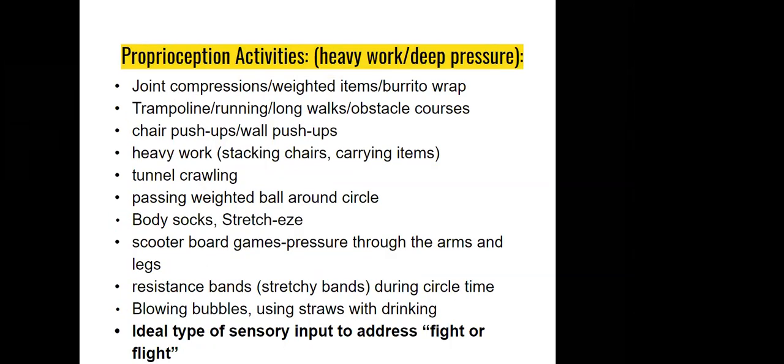And then these are some activities that maybe you could try to get them more feedback this way. Joint compressions, weighted items like a vest. They have so many weighted blankets out there now, which is awesome. You could try a burrito wrap in a blanket, trampolines, running, long walks, obstacle courses, chair push-ups and wall push-ups are great to teach kiddos to do at their desk or in their classroom independently.